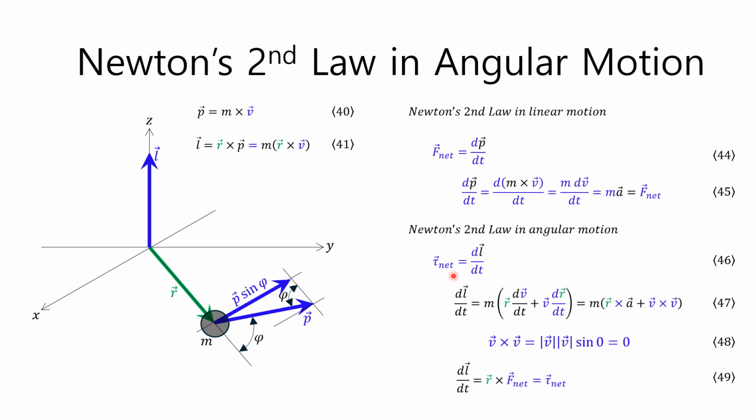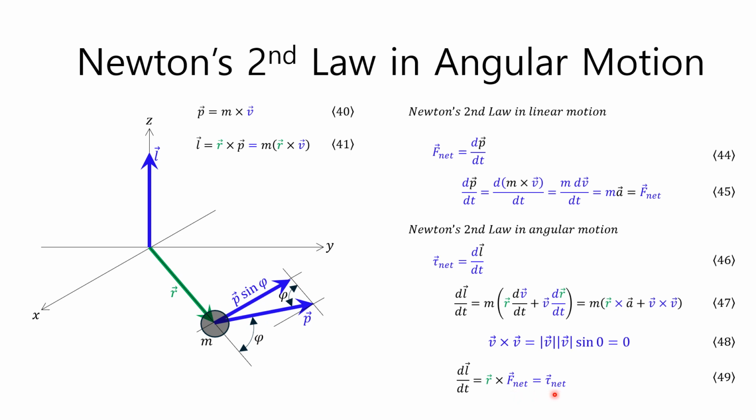Let's prove this. If we substitute the angular momentum L of equation 41 defined above into equation 46 and differentiate it with respect to time, we can obtain equation 47. The last expression in the parentheses of equation 47 represents a vector product, which is the product of the same velocity vector twice. The angle between two identical vectors is 0. Since sine 0 is 0, the term which multiplies the same velocity vectors together disappears. Therefore, equation 47 can be written as equation 49.